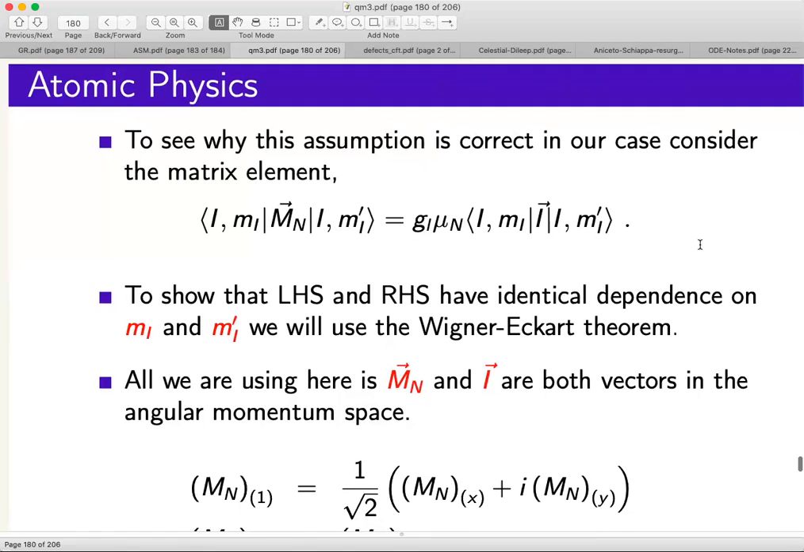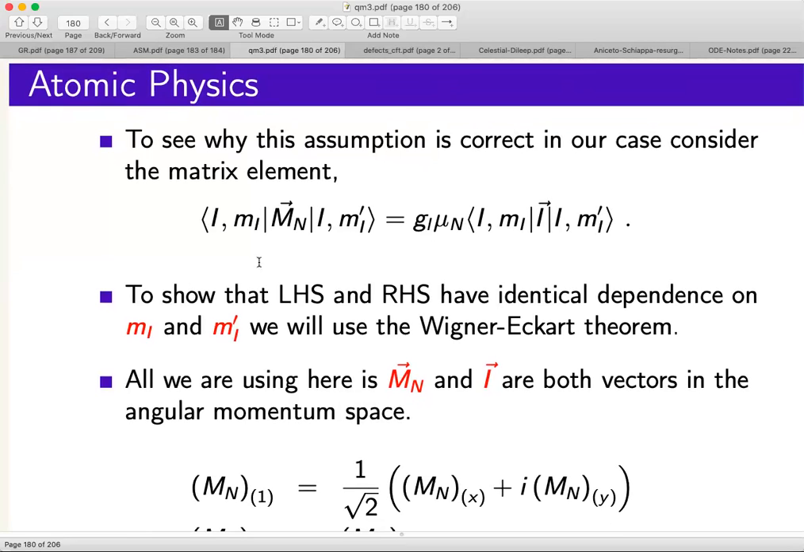Now to show that the left hand side and right hand side have the same mI and mI prime dependence, we will use the Wigner-Eckart theorem. I suppose you must have done the Wigner-Eckart theorem in QM1, right?